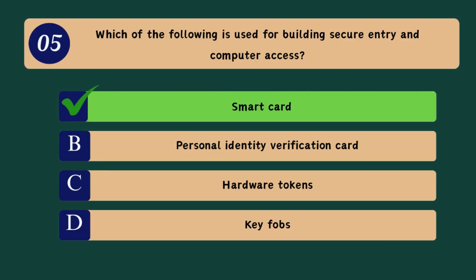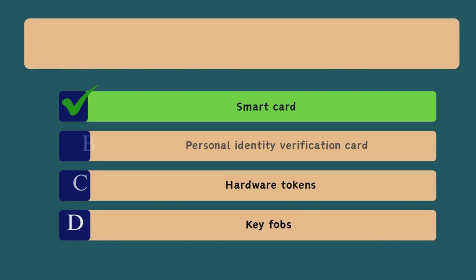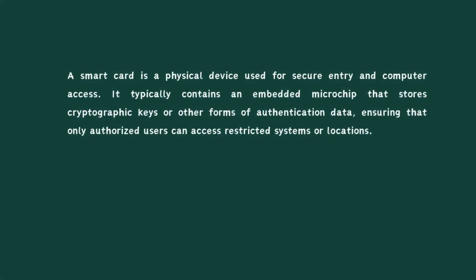Correct answer, A. Smart card. A smart card is a physical device used for secure entry and computer access. It typically contains an embedded microchip that stores cryptographic keys or other forms of authentication data, ensuring that only authorized users can access restricted systems or locations.